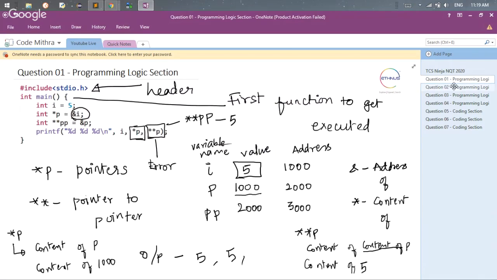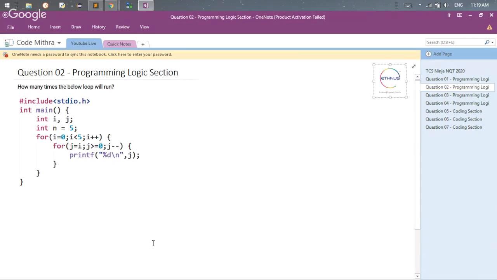Okay. Now let's see the second category of question. In this category, again it is a predict the output kind of question. But here, what they are interested in is the concept of loops. So they're going to ask you questions like how many times this loop will be running, how many times you're going to get the output, how many times it will print hello within a loop.